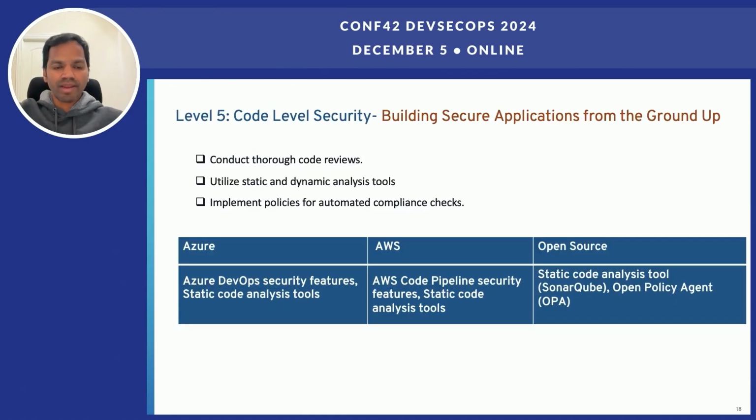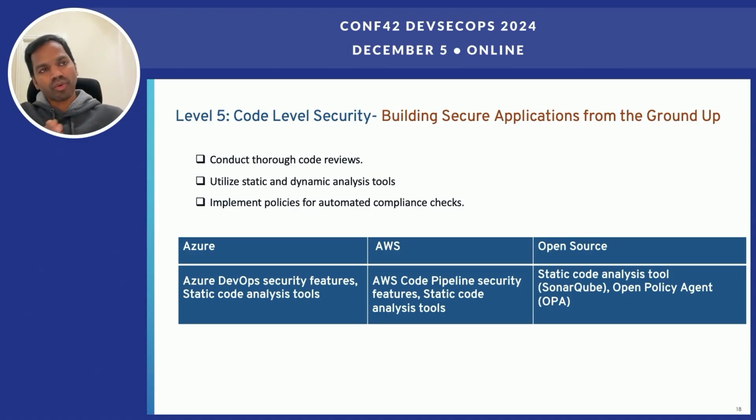This is the final level, which is code level security. We need to conduct thorough code reviews, utilize static and dynamic analysis tools, and implement policies for automated compliance checks. In the case of Azure, we have DevOps security features and static code analysis tools, and AWS has CodePipeline security and static code analysis tools, followed by open source. We have open source SonarQube versions and OPA.